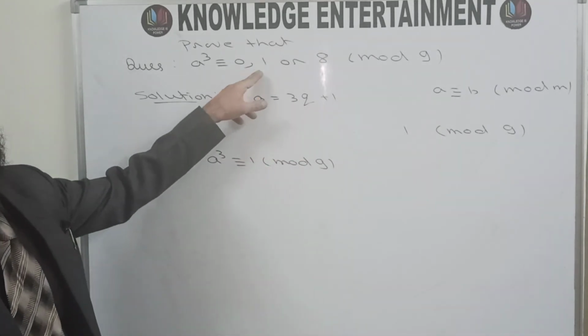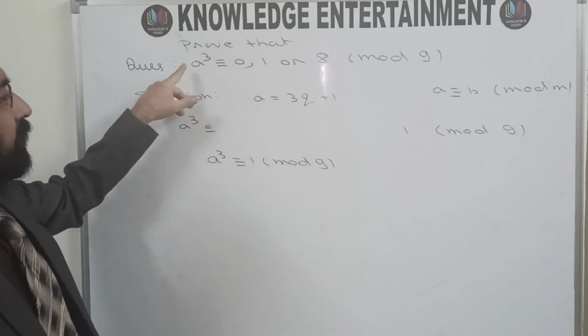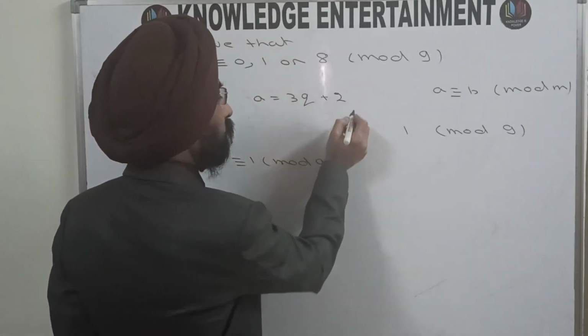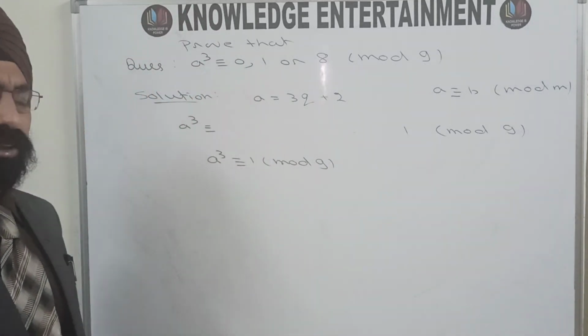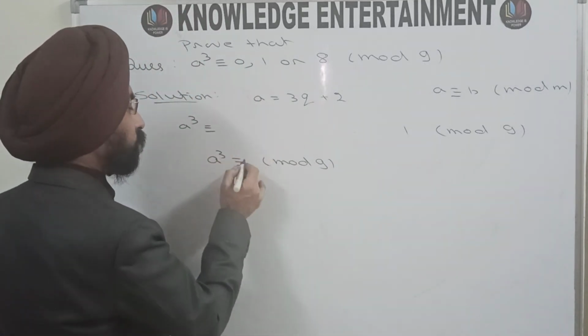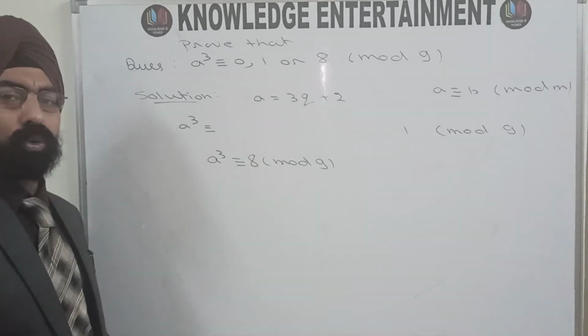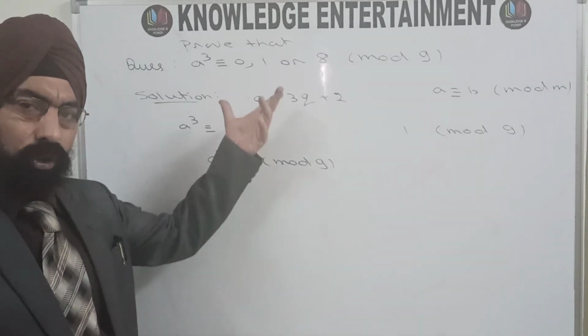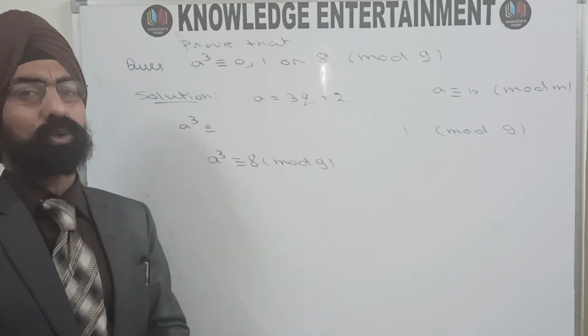And the third case, when your a is of the type 3q plus 2, on the same lines, you can prove that a cube is congruent to 8 modulo 9. So this part I am going to leave you as an exercise. Do it, complete it, and here I am going to stop this video.